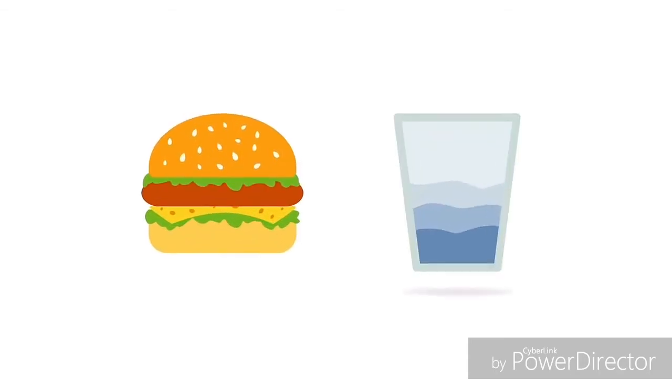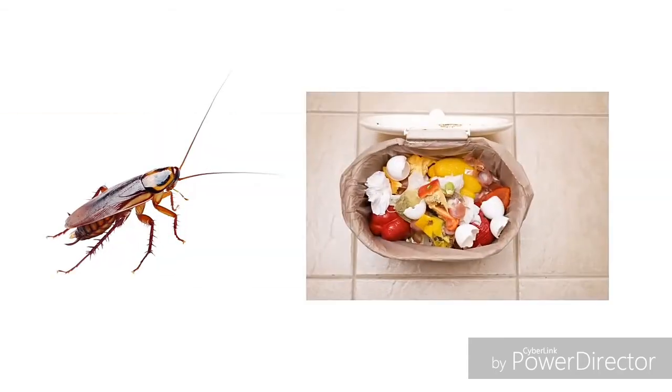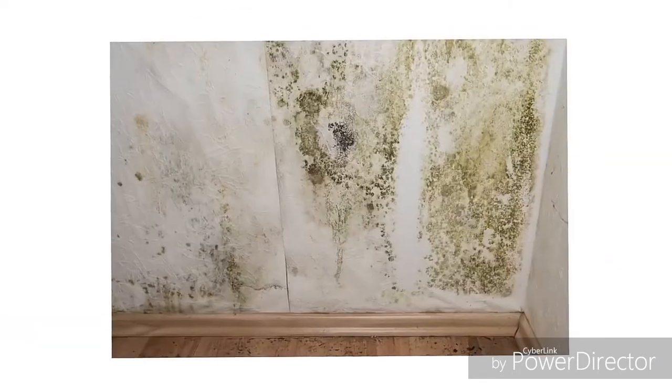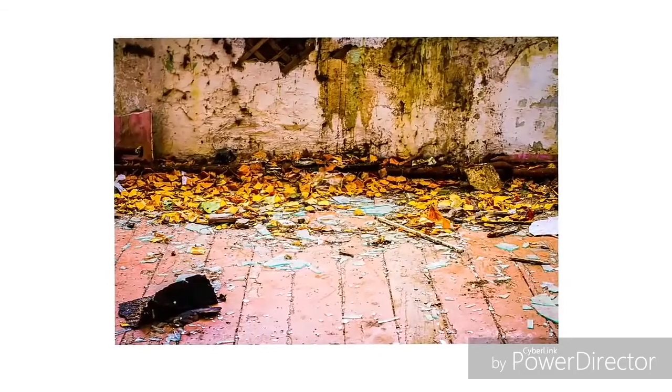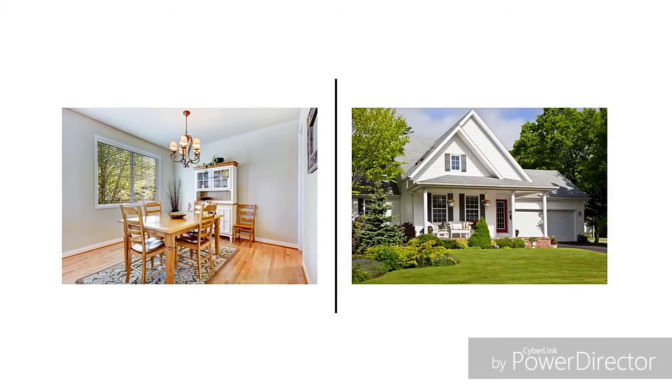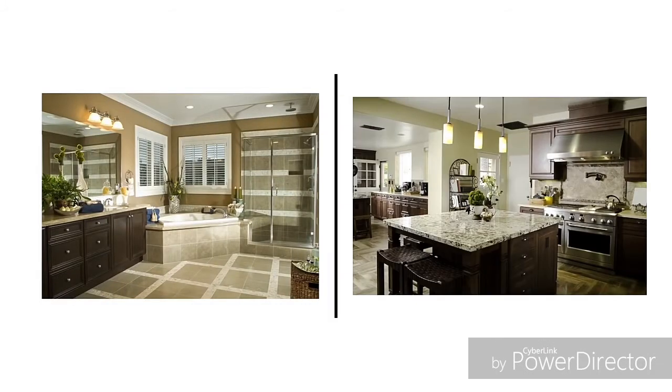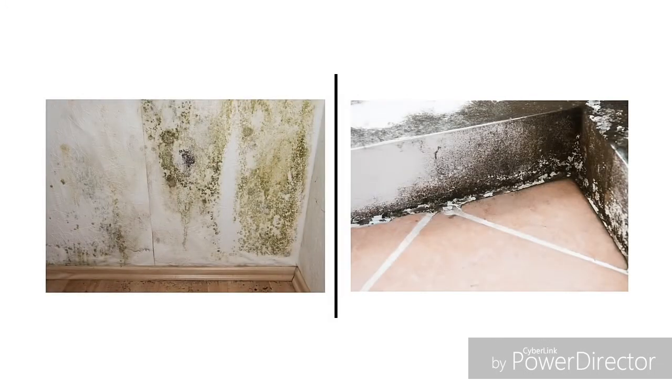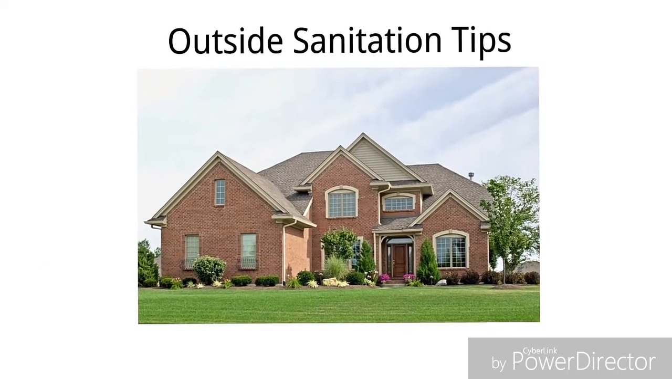In addition to food and water, most pests require some form of organic debris in which to live and breed. This includes mildew, mold, damp material, or other rotting debris inside or outside of the home. Keep the bathroom and kitchen areas clean and free of mold and mildew as much as possible through routine cleaning. For the outside of your home, follow these sanitation tips.